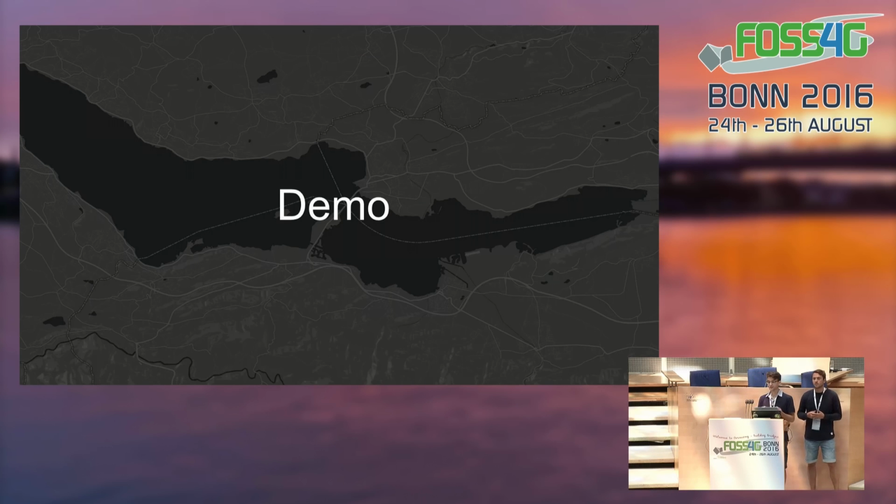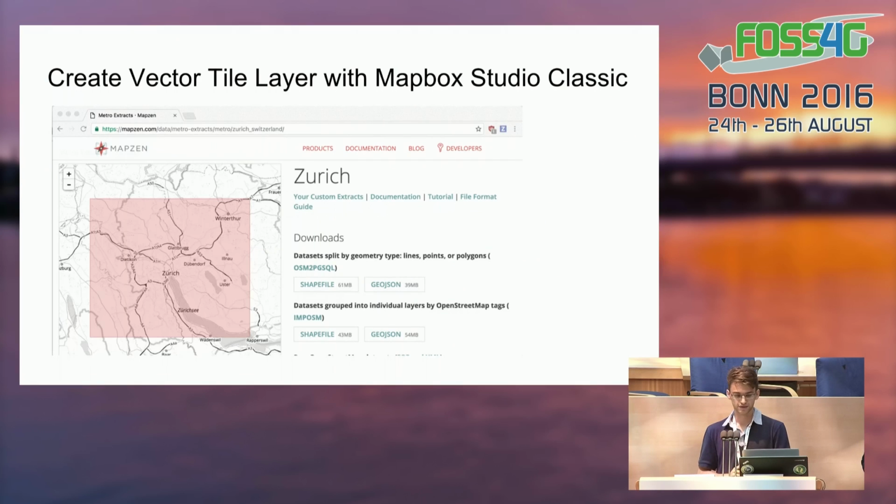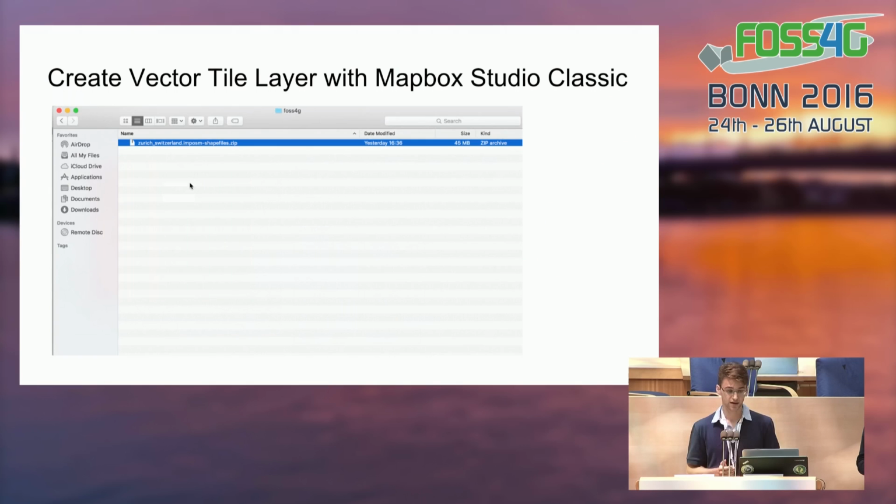So creating static vector tiles is not that hard, and I will show you an example of how to do that with Mapbox Studio Classic. We are always talking about vector tiles in the Mapbox vector tile specification now. And there are other options, as we've seen before. A very easy way to get started is with the traditional shapefile. So for OpenStreetMap, you can download a shapefile from Metro Extracts. We download that and we unzip it.